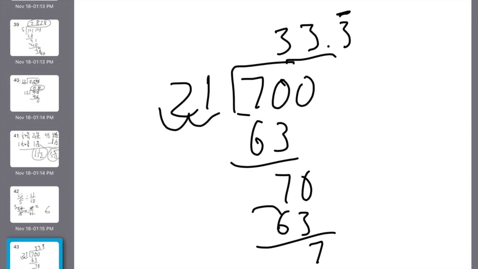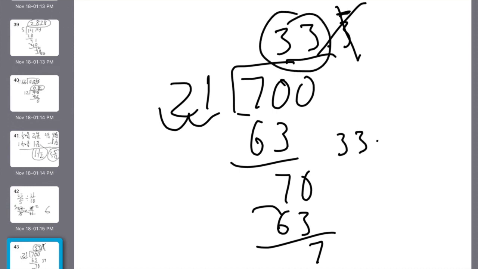Now the question is, how many pencils can I buy? Guys, this is a case where I round down. I don't have the money. I can't buy 1/3. So my answer is the whole number. I can buy 33 pencils. Will I have money left over? Yeah, I'll have 7 cents left over, guys.